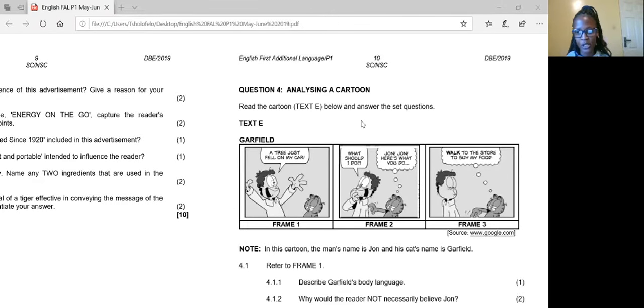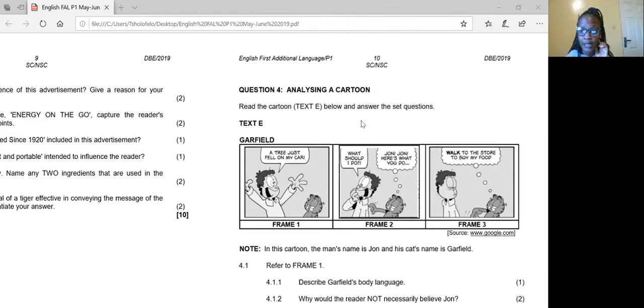What I normally tell my learners quickly is that when you write English First Additional Language Paper 1, more especially Grade 12, you have 30 marks already in your pocket: 10 marks from the summary, 10 marks from the cartoon, 10 marks from an advert. Why do I say that? Because all the information that you need to respond to the questions is actually in the question paper. So everything that you need to tackle these 3 questions is within the question paper itself.